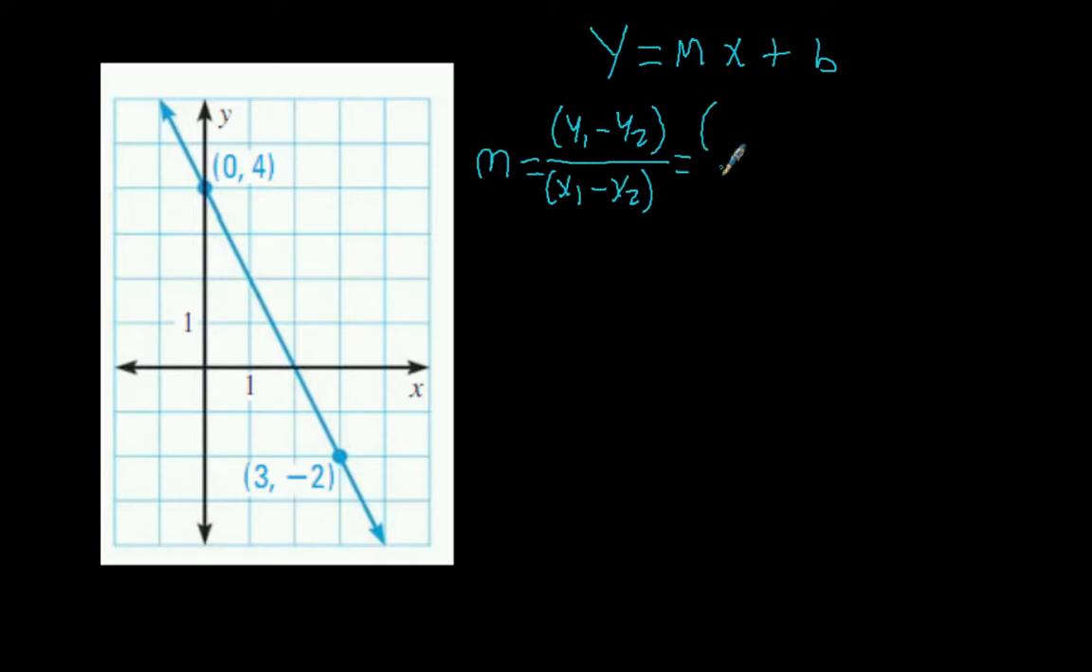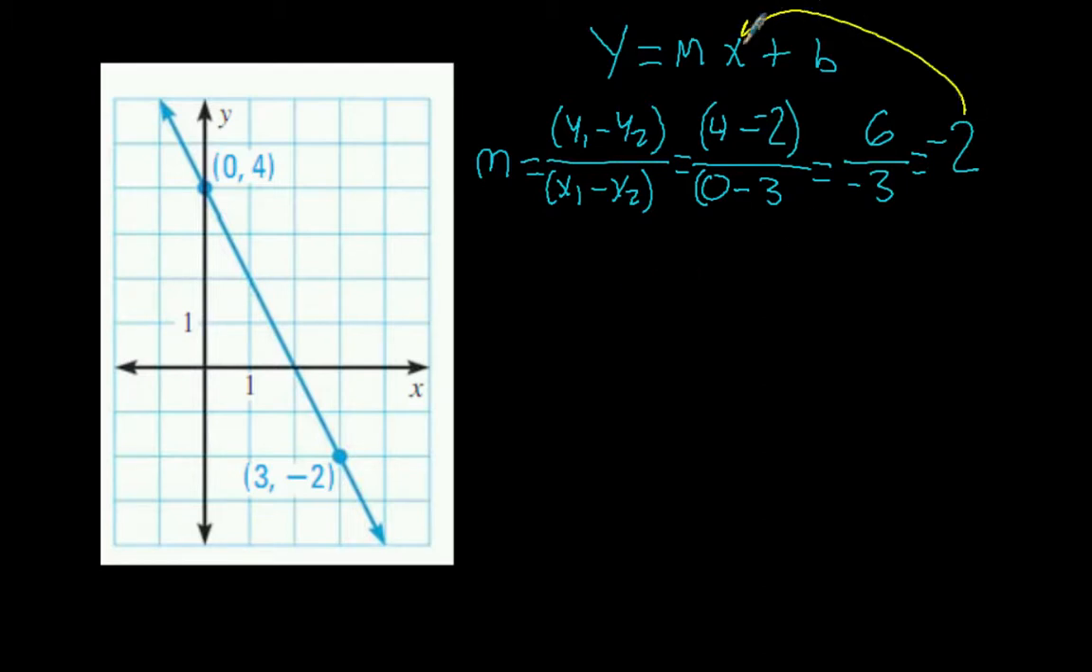All right, so using the 2 points, we're going to find the slope. Y's over the x's, and we end up getting 6 over negative 3, which is really negative 2. So we have m now. And I can say y equals negative 2x plus b. We still need to find the b.